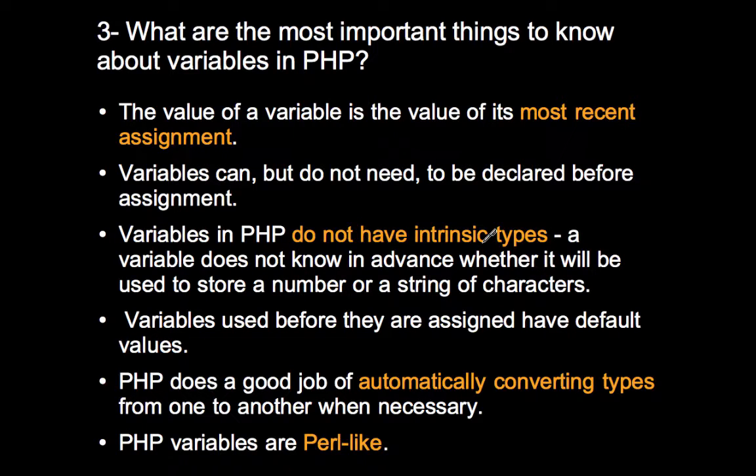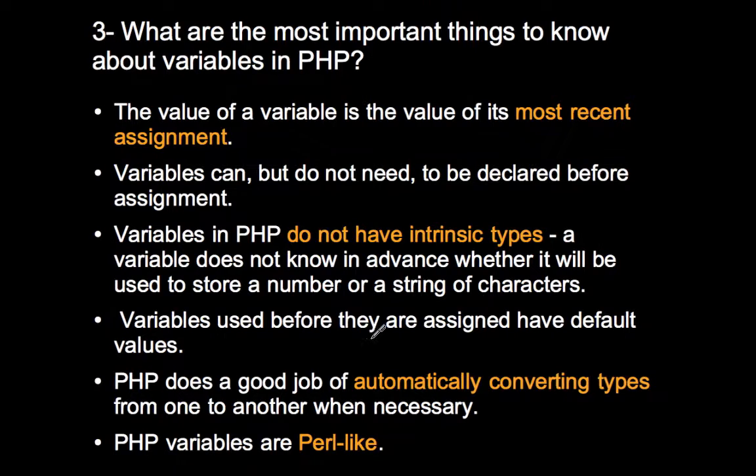Variables in PHP don't have intrinsic types. A variable doesn't know in advance whether it will be used to store a number or a string of characters. Variables used before they are assigned have default values. PHP does a good job of automatically converting types from one to another when necessary. We can convert easily between strings or integers or any PHP variable types. We will know in question 4. Last thing, it's very important to know how PHP variables are built.